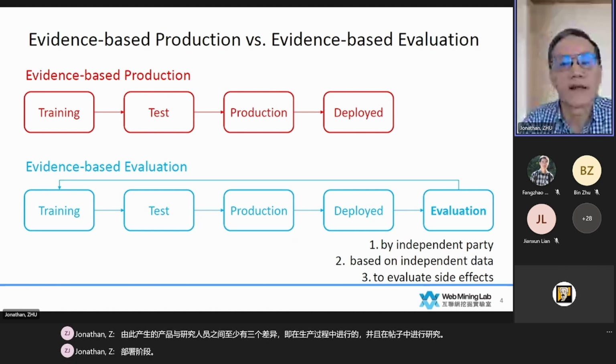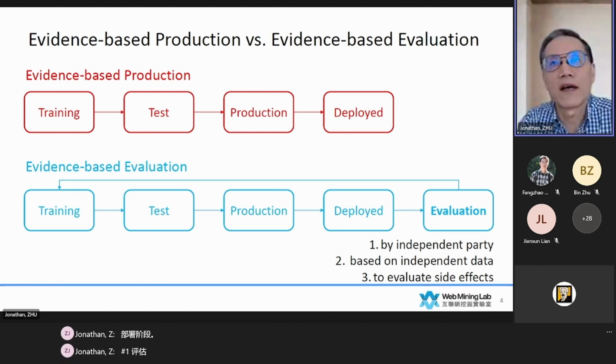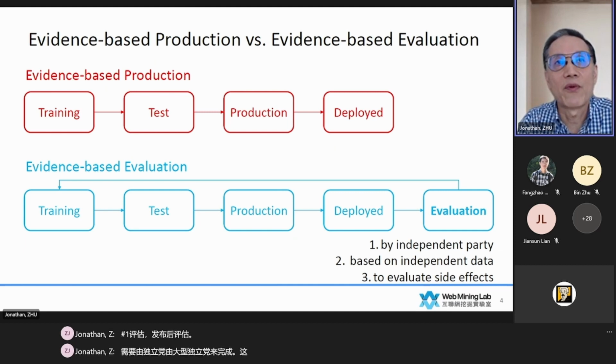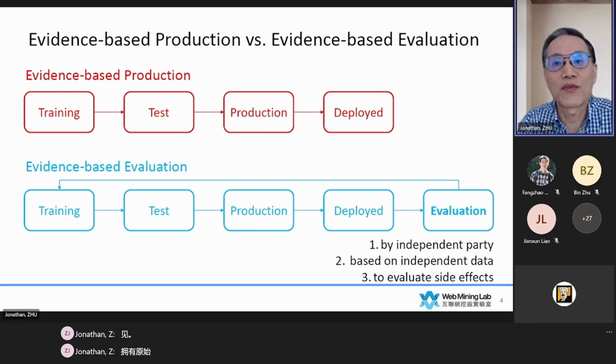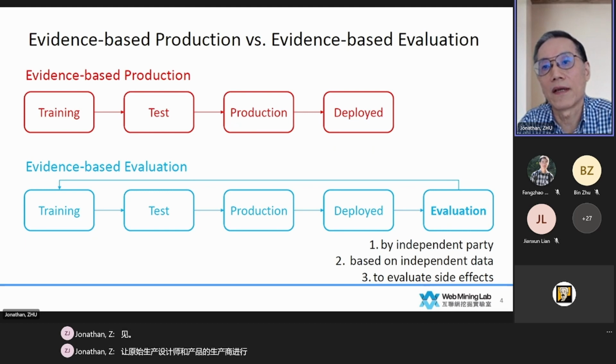Number one, the post-launch evaluation needs to be done by an independent party, by and large. This is a fundamental principle, I think, in many practices. And for many practical and theoretical reasons, there are visible or unintentional biases in having the original designers and producers of the AI product conduct the post-launch evaluation.